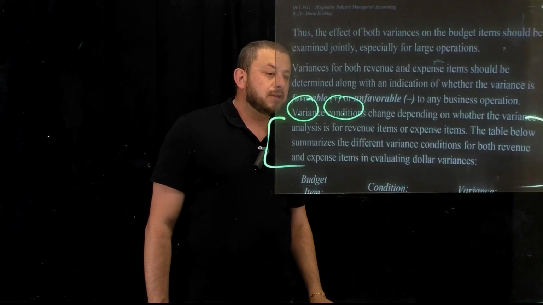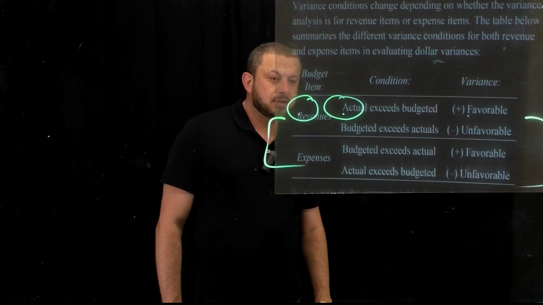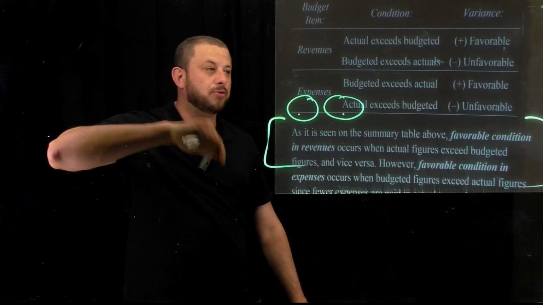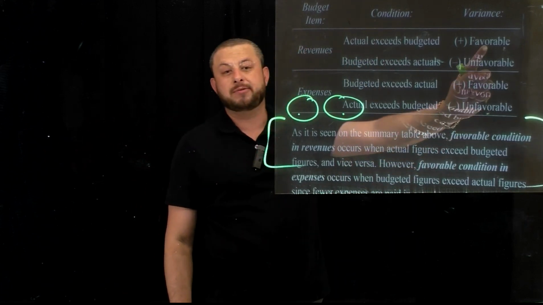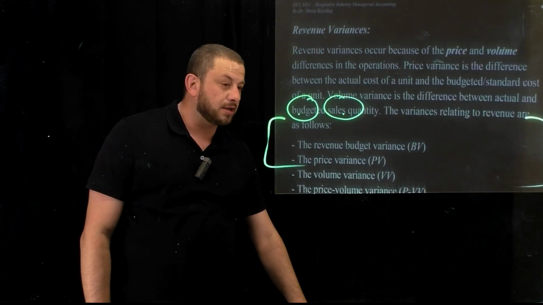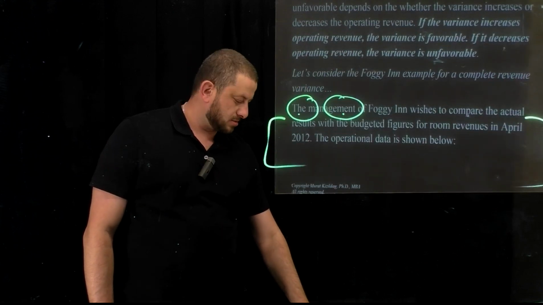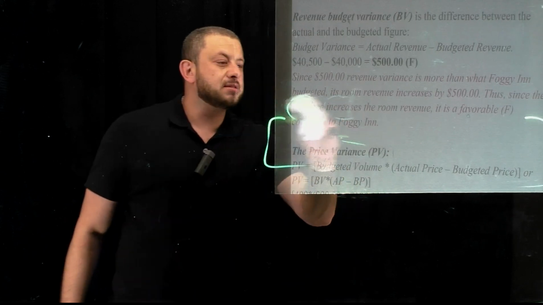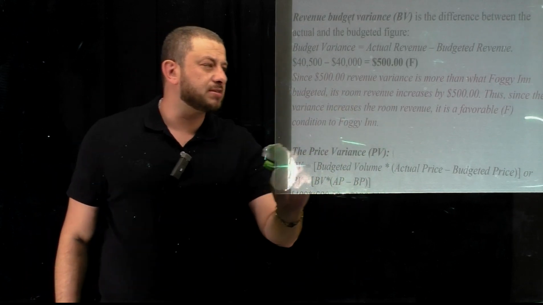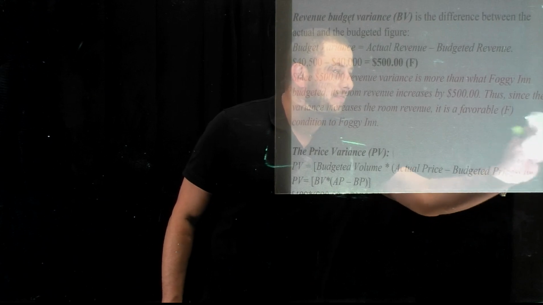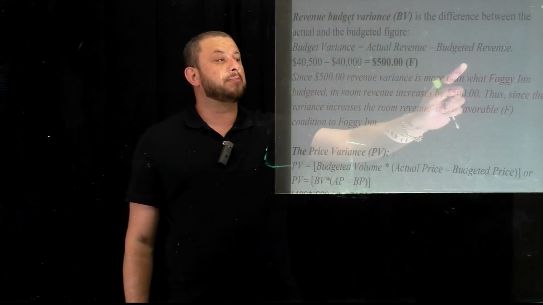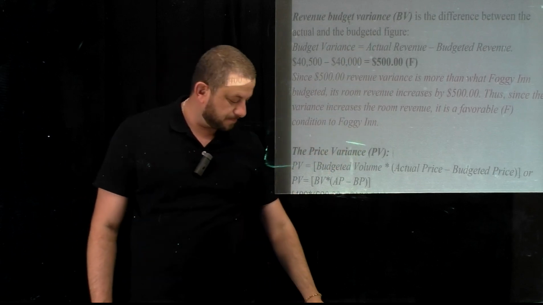We're going to go back to our Bible table. If actual exceeds the budget, which is the case in the Foggy Inn example, it will produce favorable results. Let's go back to the solution right here, guys. Since the $500 revenue variance is more than what Foggy Inn budgeted, which is the difference, we will label this as a favorable condition for the budget variance in revenues.